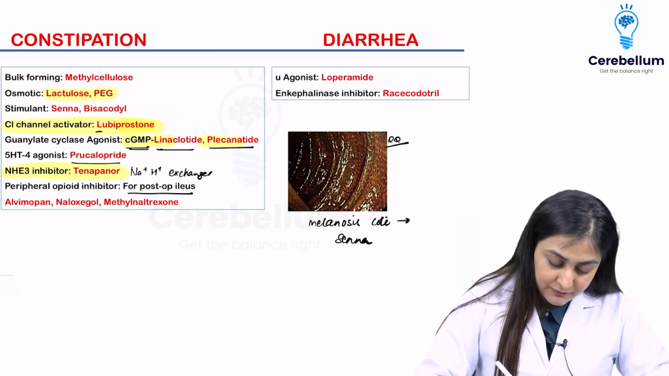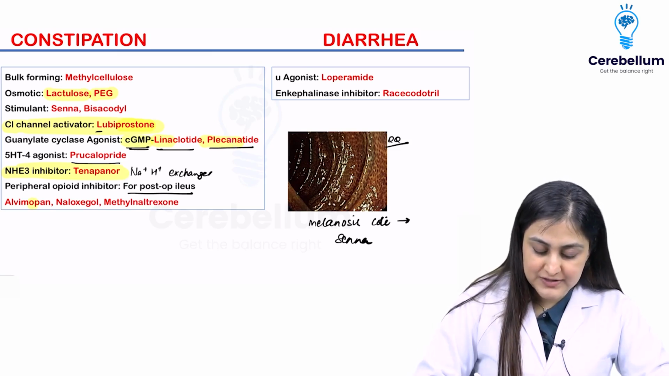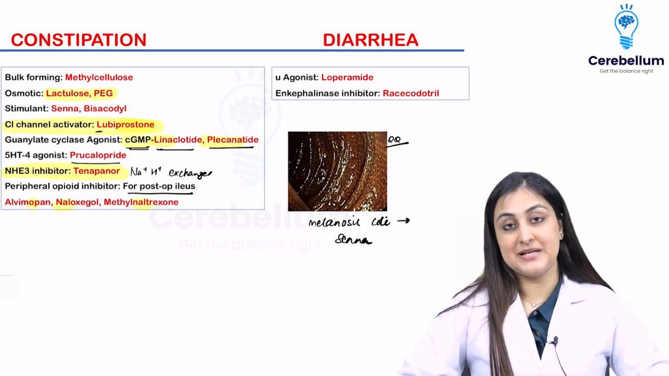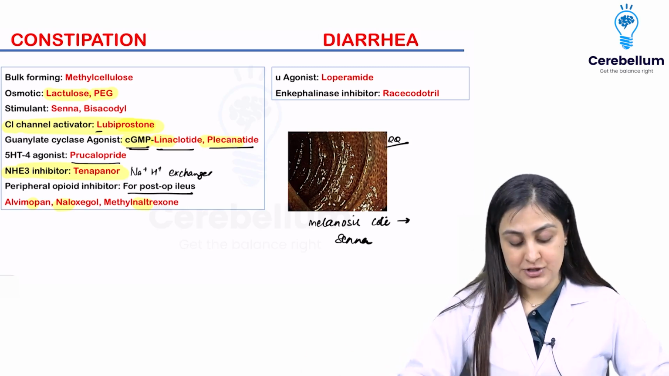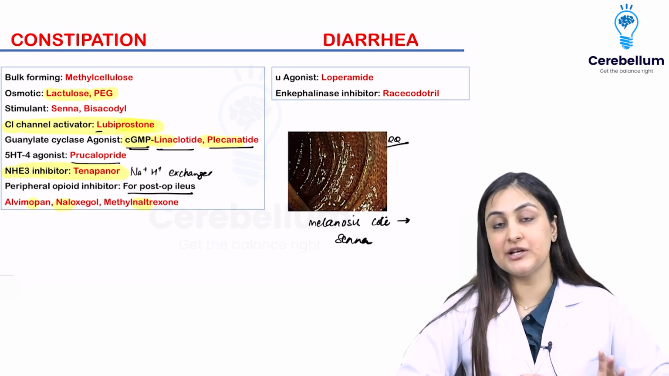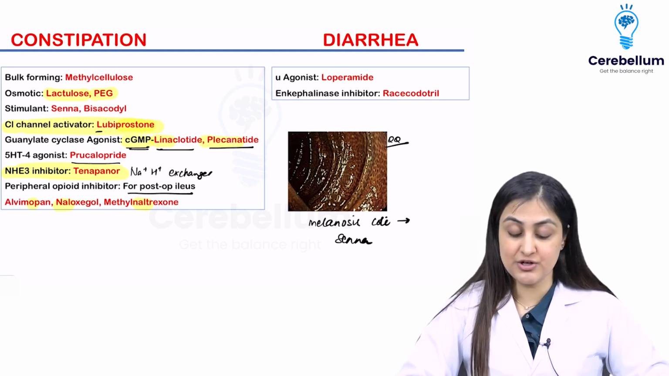Alvimopan, so here you have the 'op' for opioid in between, that's how you can recognize it. We have naloxegol and methylnaltrexone, and wherever you see 'nal', it is basically an opioid inhibitor. Okay, so this is how we can recognize all of these new drugs. This is particularly important, and I feel it is a slightly ignored part of pharma, but you do get questions from here.